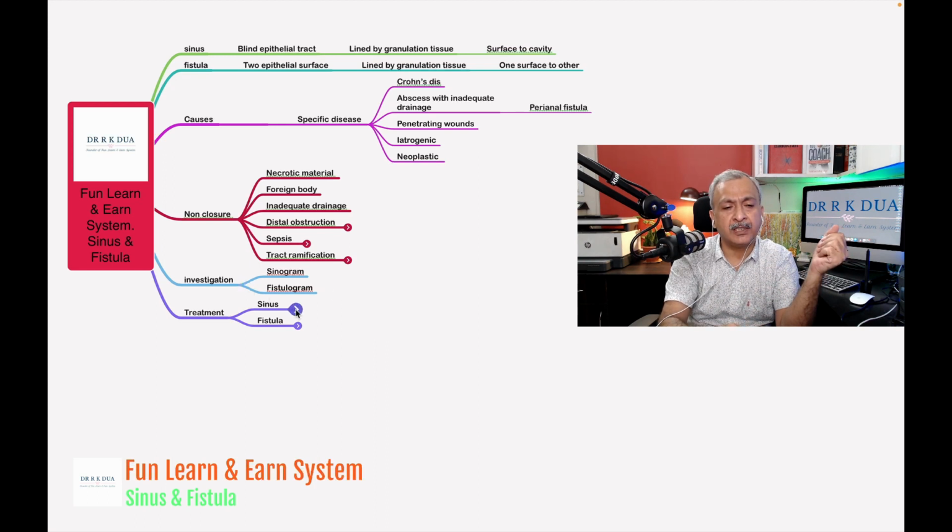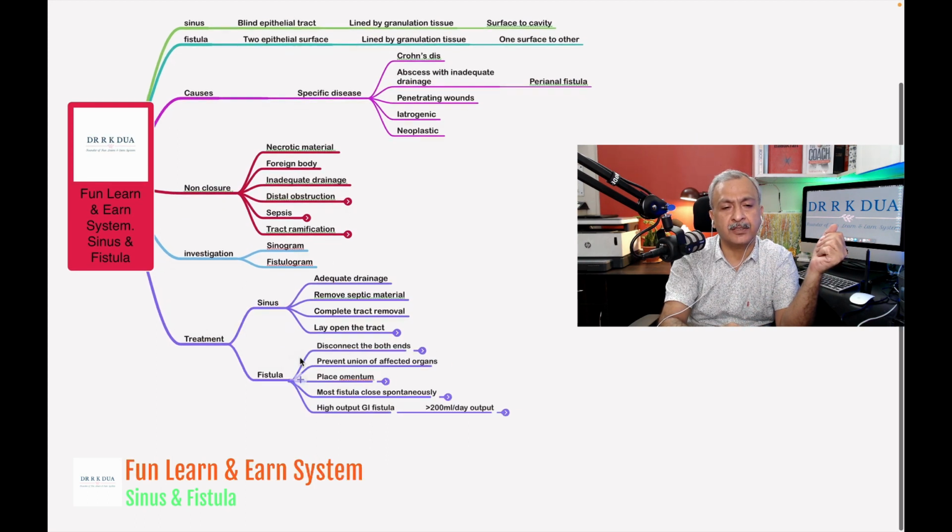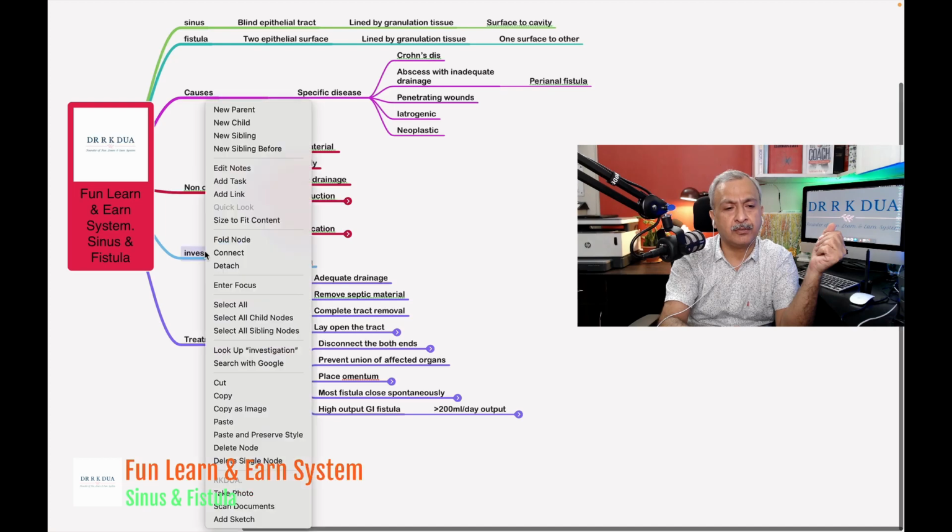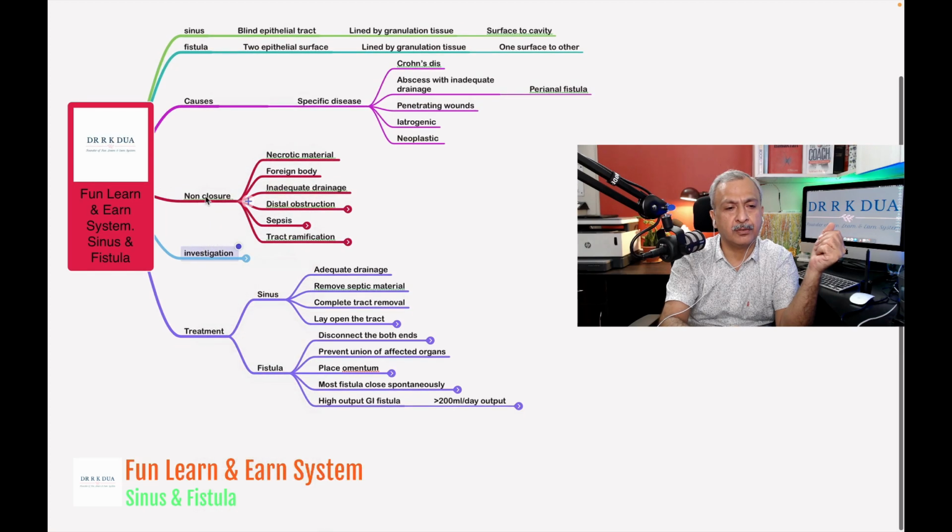So what exactly is the treatment of the sinus and the fistula? Just hold on. Let me close all the notes.